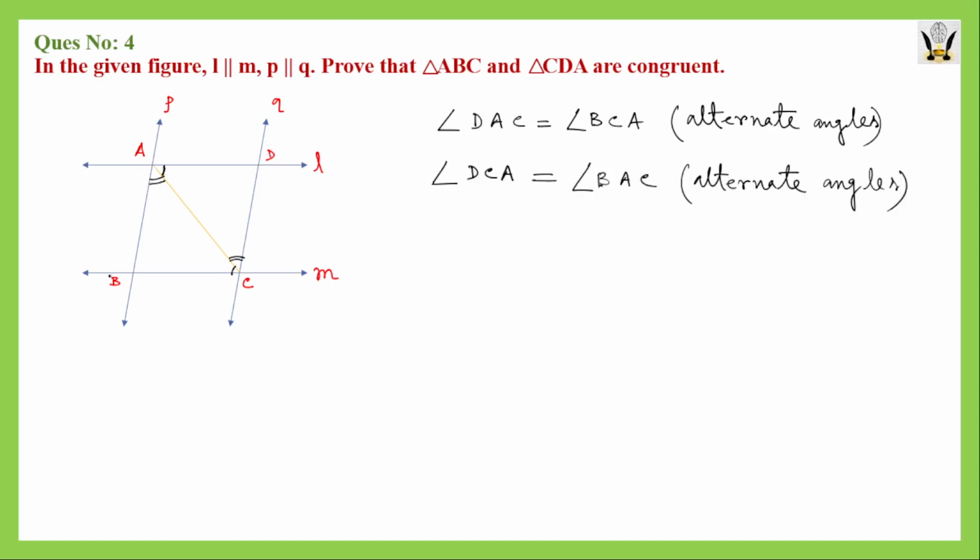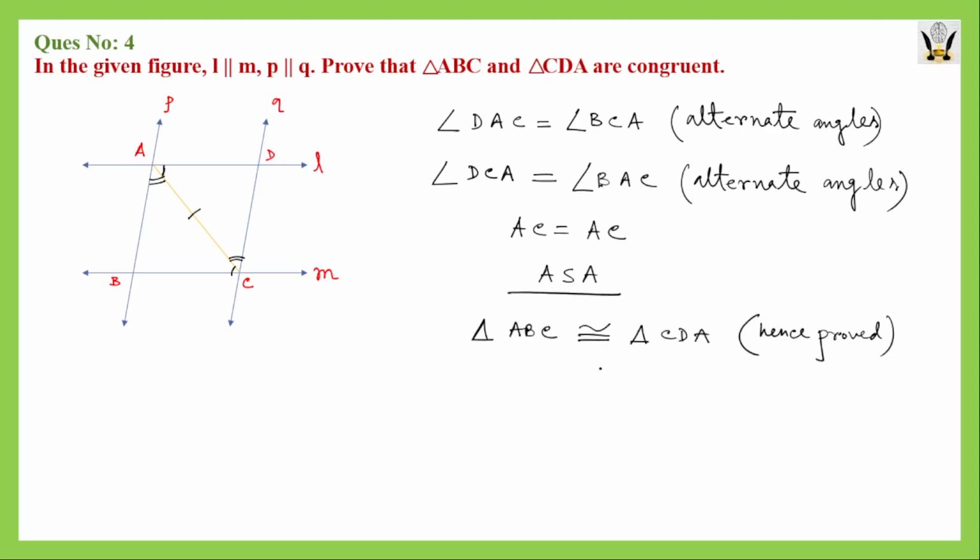So between triangles ABC and CDA, these two sets of angles are equal, and also AC is the common side between these two triangles. So what congruency do we have? We have angle-side-angle congruency between these two triangles. So now we can say triangle ABC and triangle CDA are congruent triangles.